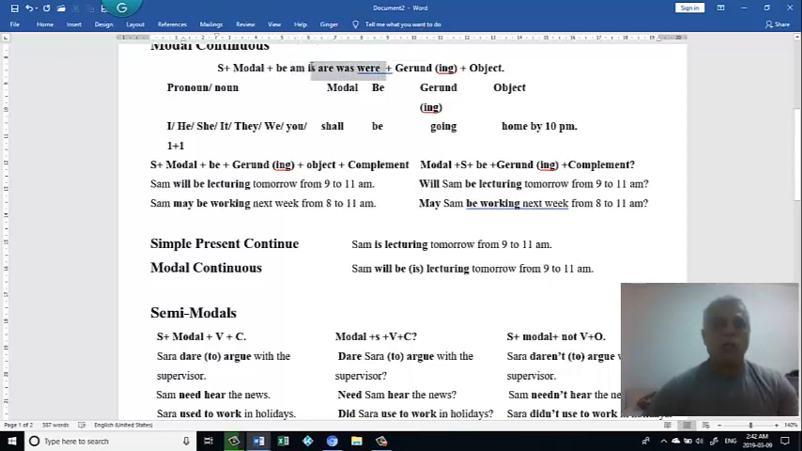Okay, let's take this one out or put it between two brackets, then we know when we have it, we make the modal in the continuous situation.